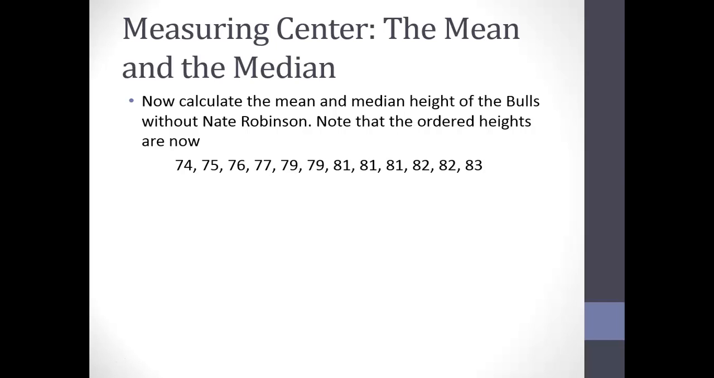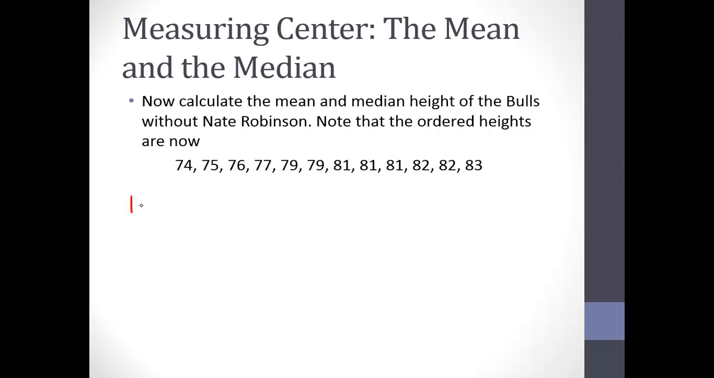Since Nate Robinson is a fairly short player, he's only 5'9", let's take his number out of there and calculate these things again and see what happens. So again, we have the same data set. We've just taken out the smallest observation. We've removed the 69 inches from the height there.